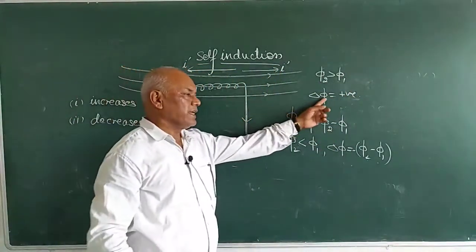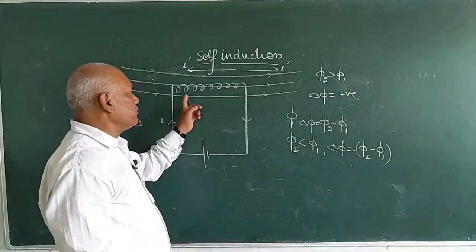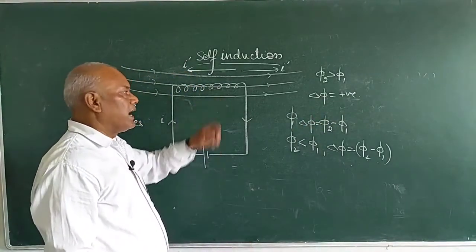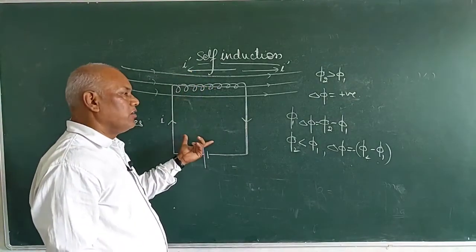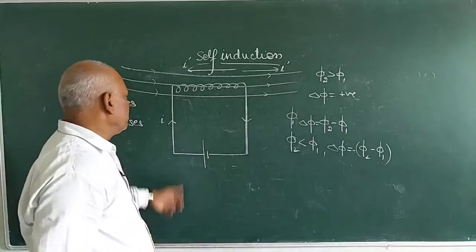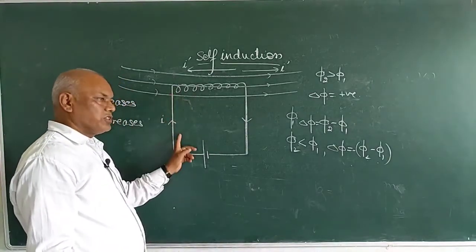So due to this sudden change of magnetic flux attached to the coil, induced current is produced, and the direction of this induced current flowing in the coil will be just opposite to the direction of this main current, so that it may reduce its value.